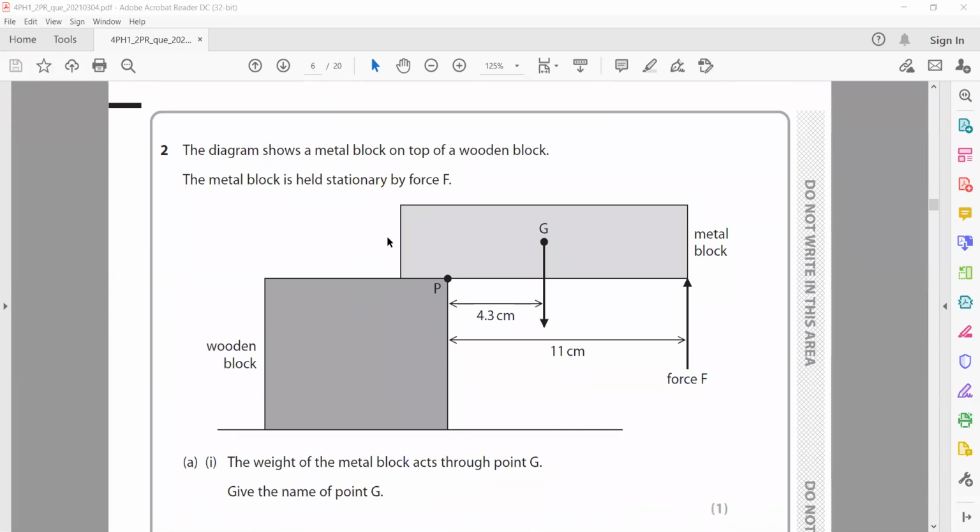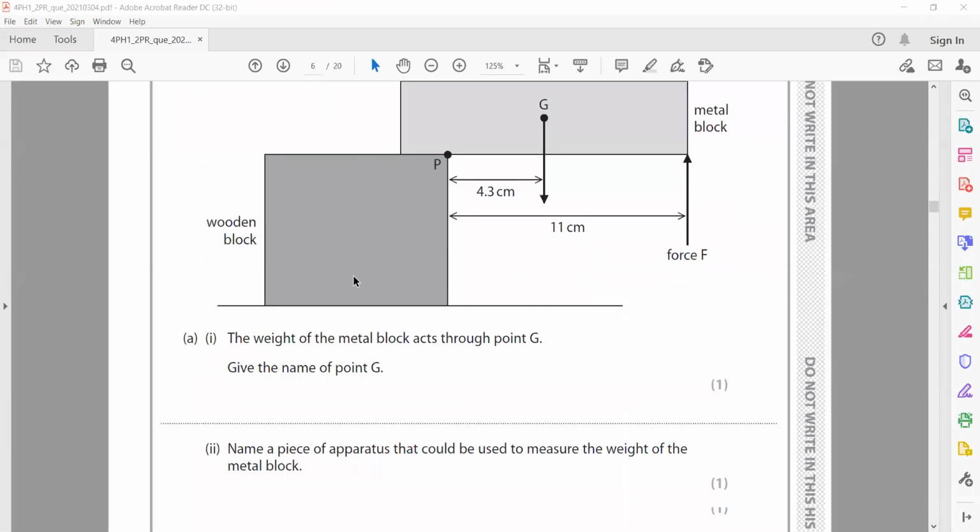The diagram shows a metal block on top of which the metal block is held stationary by a force F. Basically, the clockwise moment due to the weight of the metal block balances with the anti-clockwise moment by the force. The weight of the metal block acts through point G, so G is the center of gravity, or the center of mass.